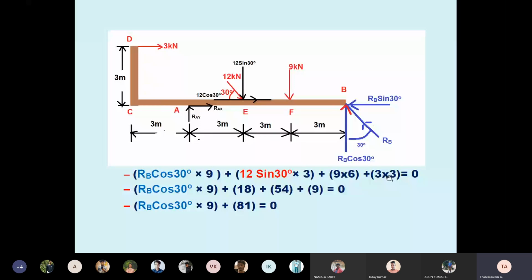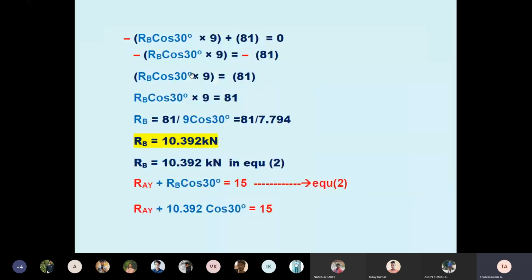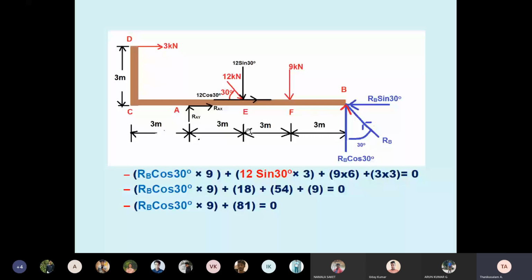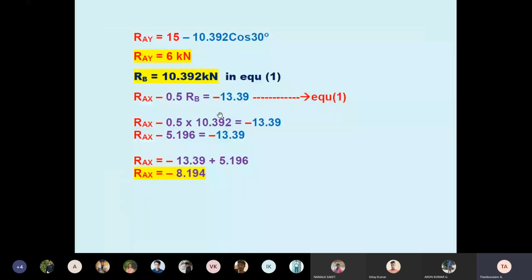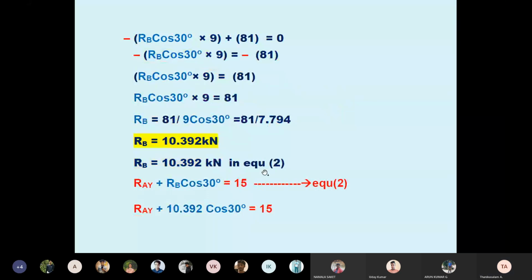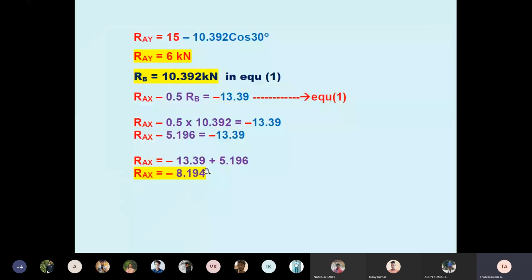After this multiplication, you will get RB equal to 10.392 kilonewton. So apply in equation 2. What is equation 2? Already we have written RB here. After applying this RB in equation 2, you will get RAY. Then we already have the first equation, RAX minus 0.5 RB, equation 1. We already know RB, so apply here, then you will get RAX. See, students, here RAX is minus, but initially we assumed positive, but the result value is minus. So I am changing the diagram again.